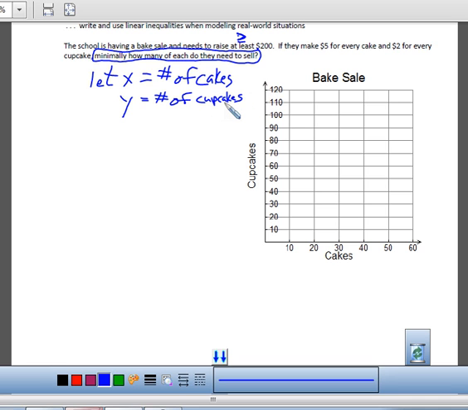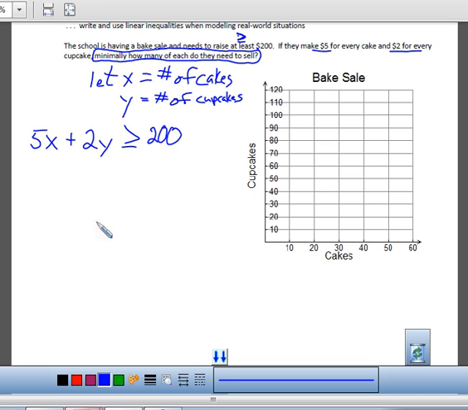Alright, so if they need to raise at least $200, they make $5 for every cake, $2 for every cupcake. So we multiply 5 times x to get however much they make for the cake, and 2 times y for the cupcakes. We add that together, and whatever that is, it has to be greater than or equal to 200.